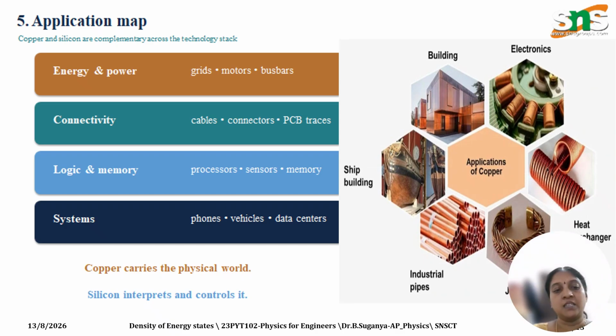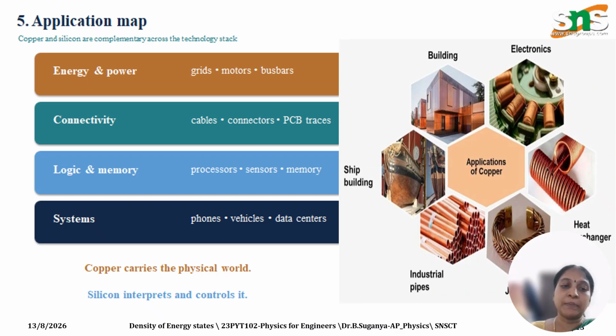Then why do we use silicon for electronics? Silicon is especially useful because its conductivity can be controlled. Copper is a very good conductor, but compared to silicon, we cannot control its conductivity. Silicon's electrical property can be modified by doping because it is a semiconducting material. So N type and P type silicon materials are there, and we can control the conductivity.